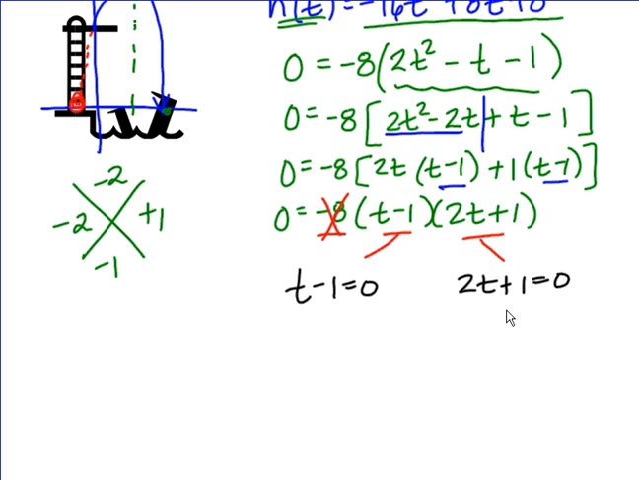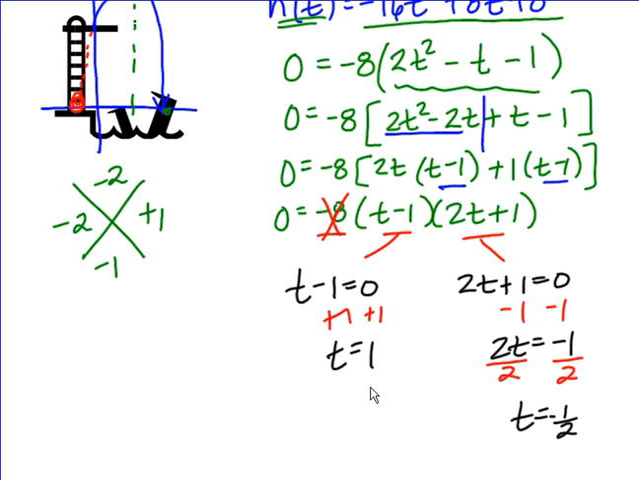I'll solve the one on the right. Subtract 1 from both sides. 2t equals -1. I divide both sides by 2, and I have an answer of t equals -1/2. This other one, I would add 1 to both sides, and I would get t equals 1. So here are my two solutions, 1 and -1/2.